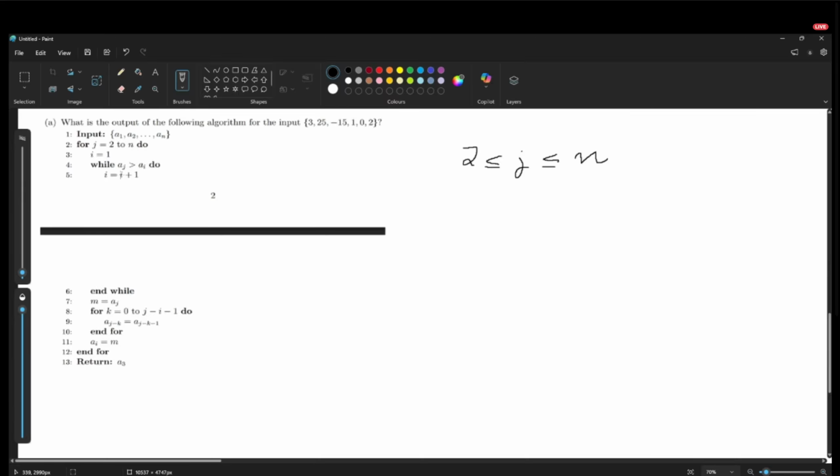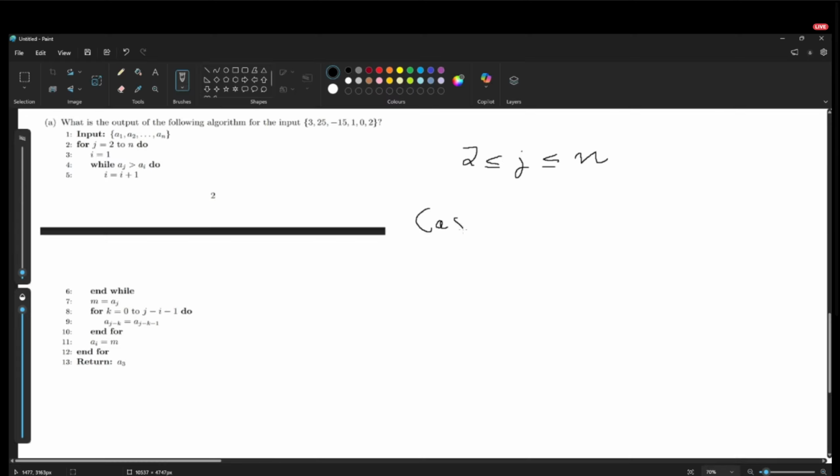Okay. Now for every k from 0 to j minus i minus 1, basically just set it to that, and then end the for loop. Interesting. Now when you're doing the time complexity, you want to see what the best and worst case is that this condition executes in.